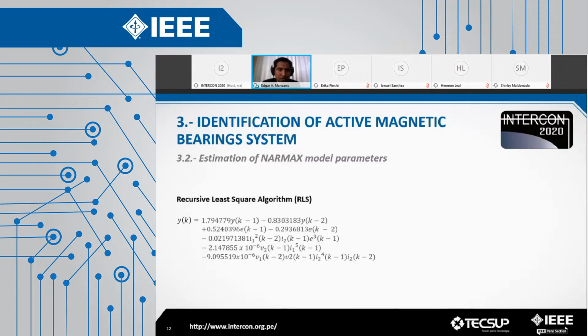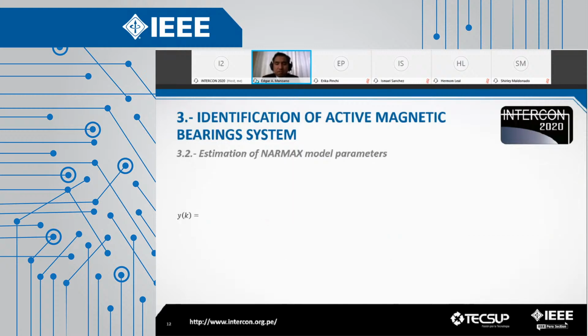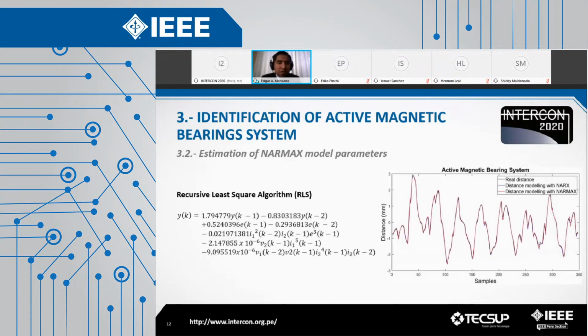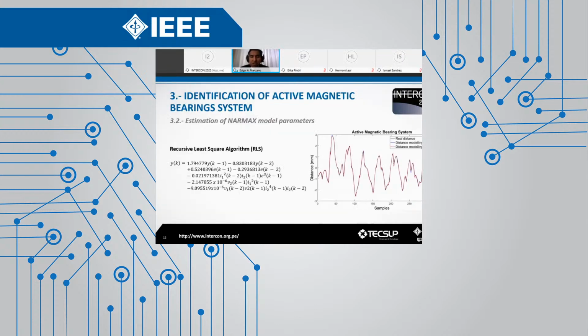Okay, so we have the terms necessary to represent our system, but we also need the coefficients of the model, the parameters. In order to estimate the parameters of the model, we use a recursive least squares algorithm. And then, in this part, we can say that the identification is complete, but we also need the validation of our system.